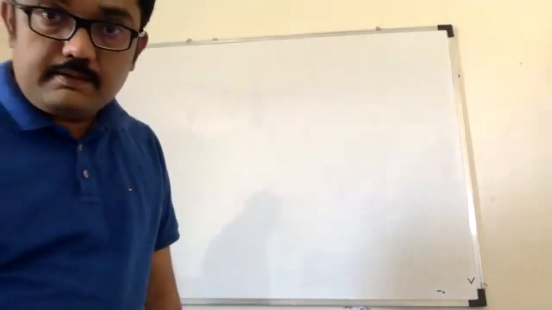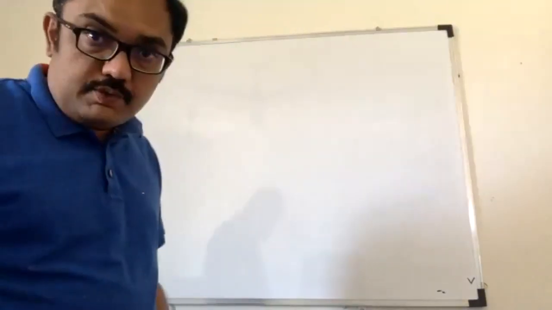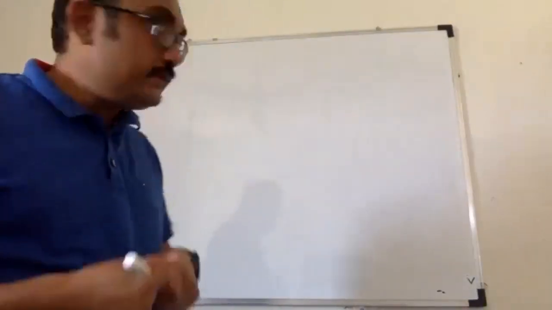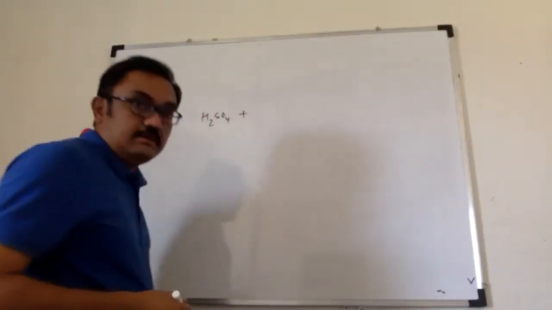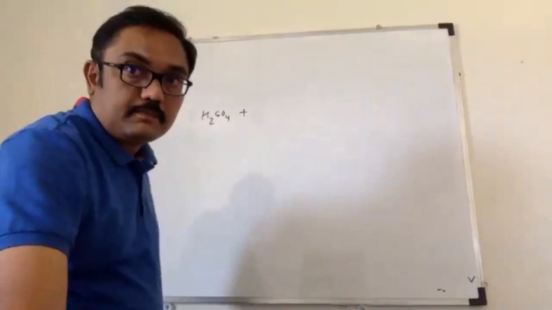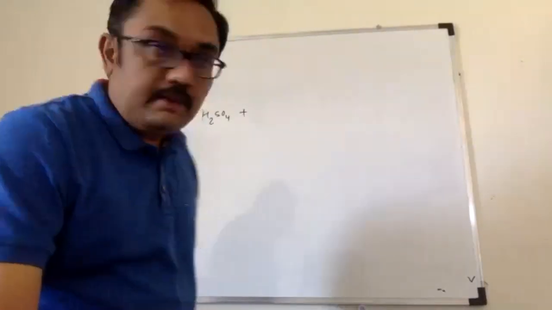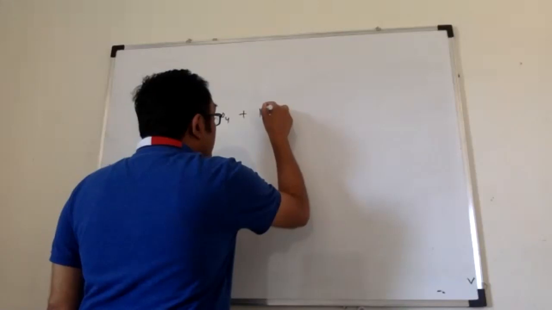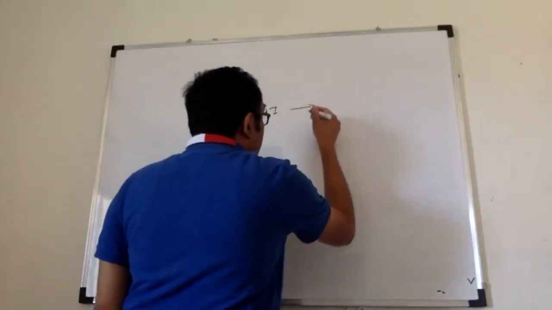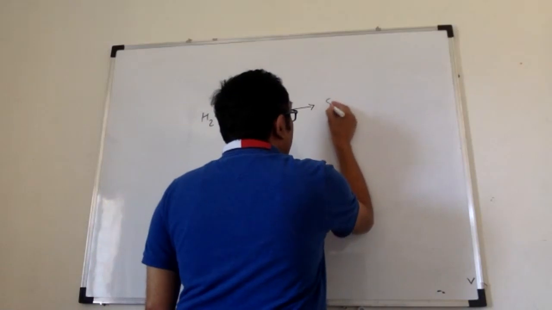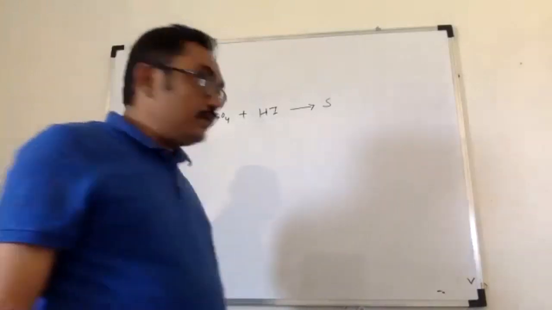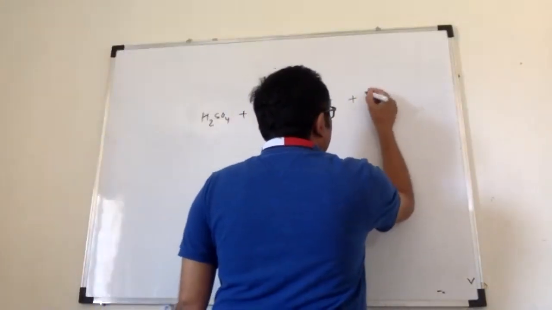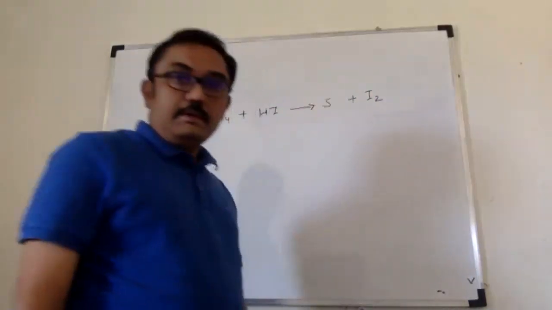Okay, I'll start with the first one. H2SO4 plus HI reacts to form sulfur plus iodine. Okay. Now, how have they written sulfur? They have written S only. Okay. Plus I2 plus H2.